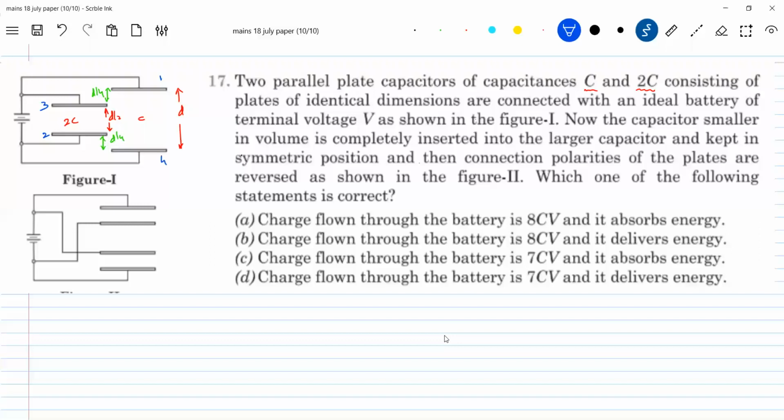Because we are going to rearrange them. So after rearranging, it has come like this: 1, 2, 3, 4. What charge has flown through the battery? This was the question that is asked here.